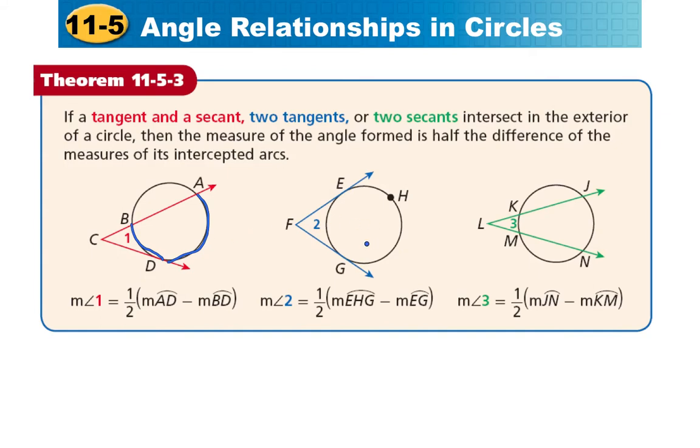If you go to the next case, it's basically the same thing. The measurement of this exterior angle 2 is equal to this major arc here minus this minor arc divided by 2 or multiplied by half. Same thing for the last case for the two secants. This arc minus this arc divided by 2 is equal to this exterior angle 3.